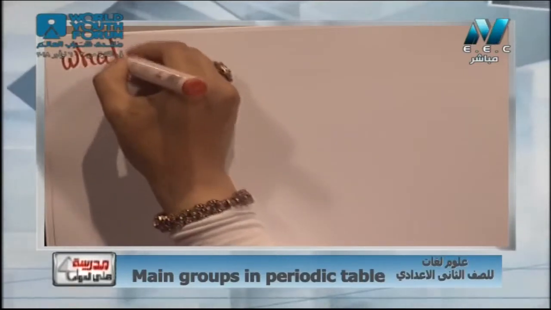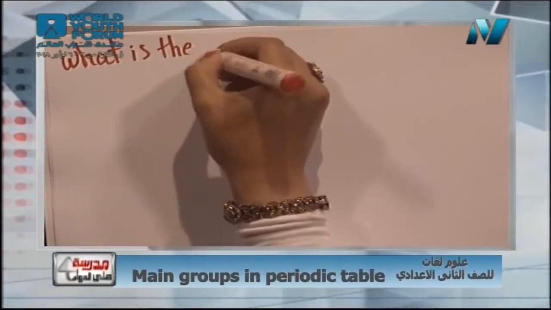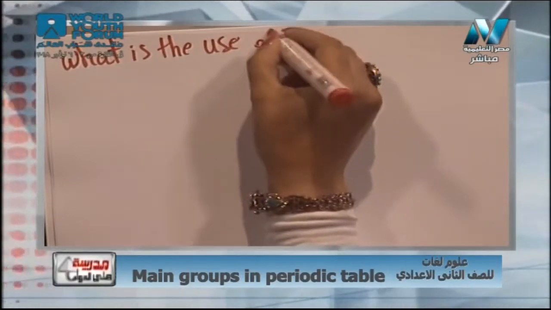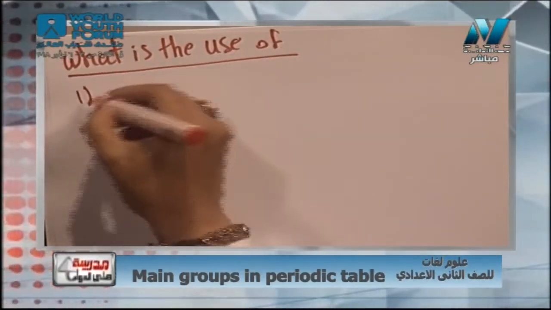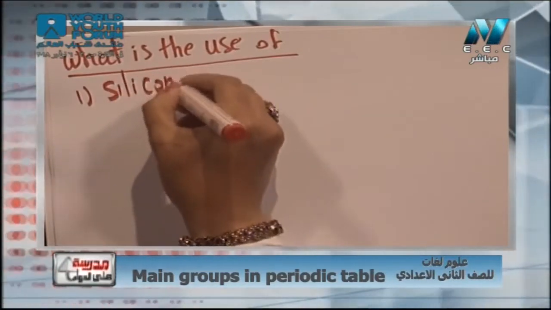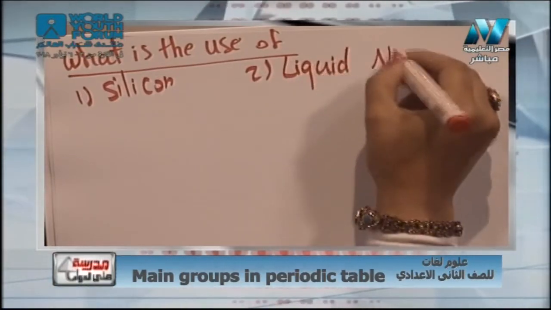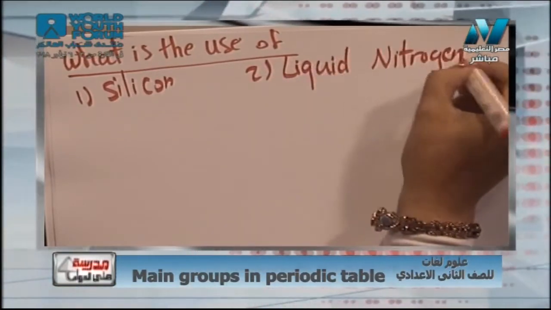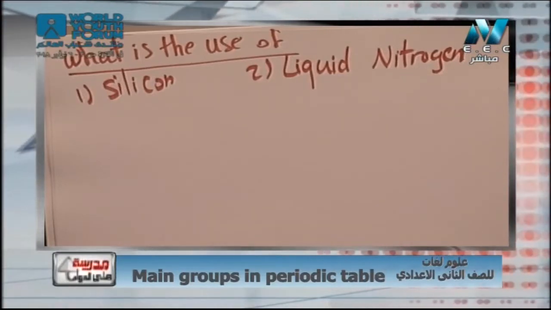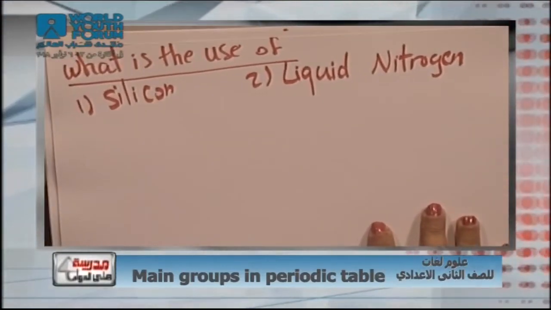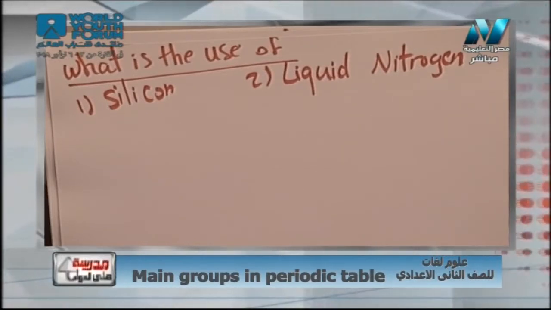Okay, let's have another question. What's the use of silicon? Number 2, liquid nitrogen. So silicon is used in what? Let's answer it together. The silicon is used in electronic devices and in computers. Why? Because it is a semiconductor type.